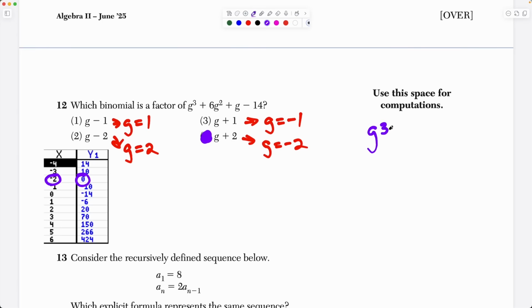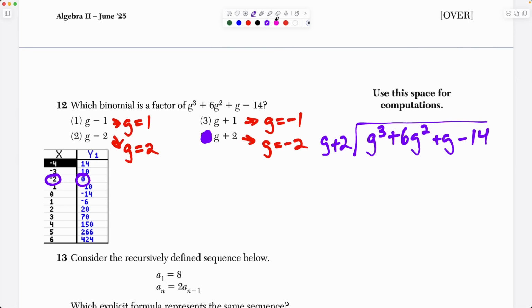So we have g to the third. I'll just write this a little bit lower. So g to the third plus 6g squared plus g minus 14. And we could divide this by the factor g plus 2. And I recommend using the calculator, though, for this question, because if you have to do this and then go through all 4 answer choices to get here, that's going to eat up a lot of time.